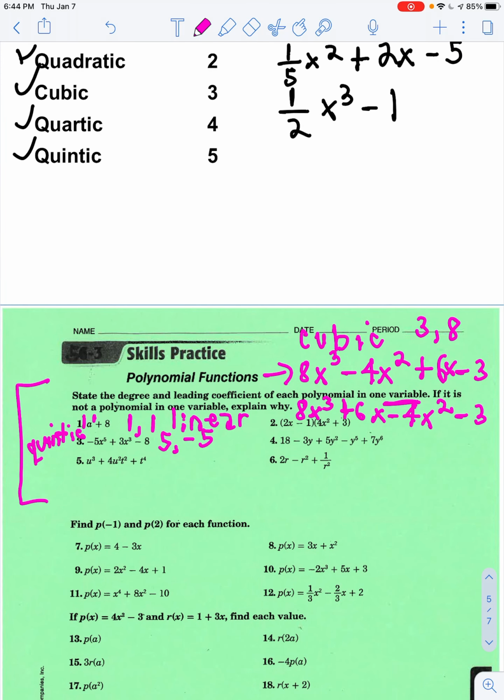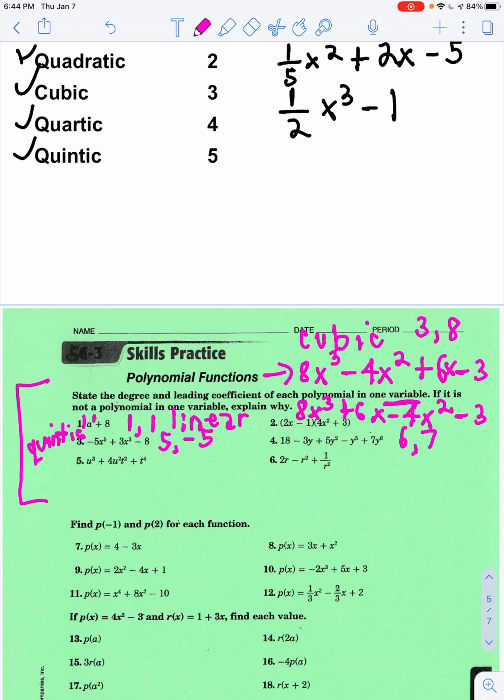Number 4. Looks like a polynomial in one variable. It's in reverse order, so to put it in standard form, you'd start on the right end and go to the left end. So you would say 7y to the 6th minus y to the 5th plus 5y squared minus 3y plus 18. That means the degree is 6, and the leading coefficient is 7. And we already talked about reversing the order for standard form.